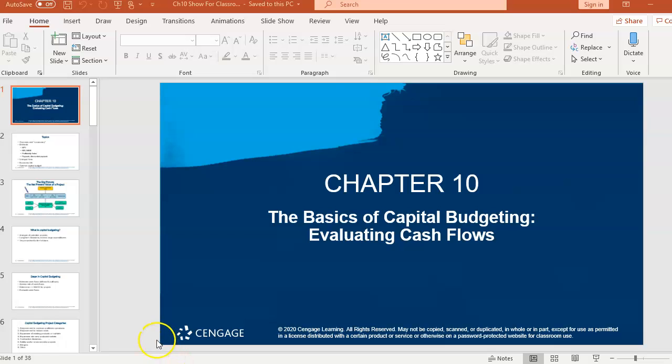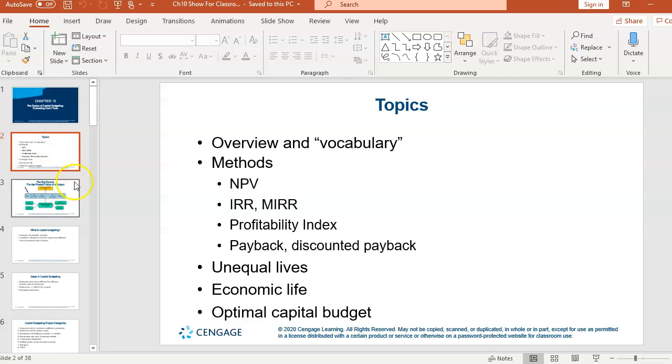Let's take a look at Chapter 10. Chapter 10 is about how to evaluate future cash flows within capital budgeting. Some of the topics we'll talk about are the vocabulary of capital budgeting, what that means, and a whole bunch of acronyms here. We'll go through and talk about those and go from there.